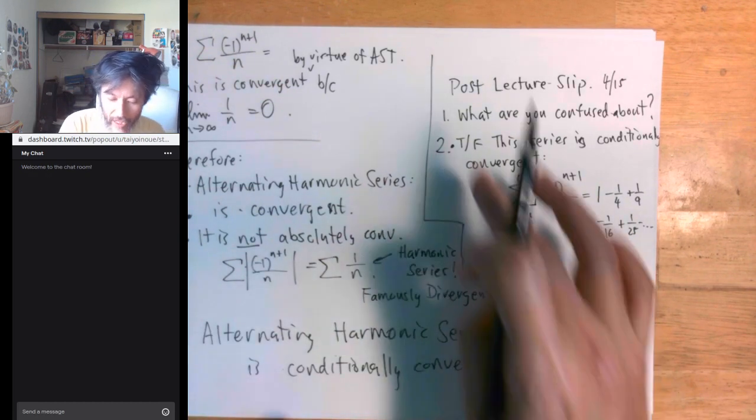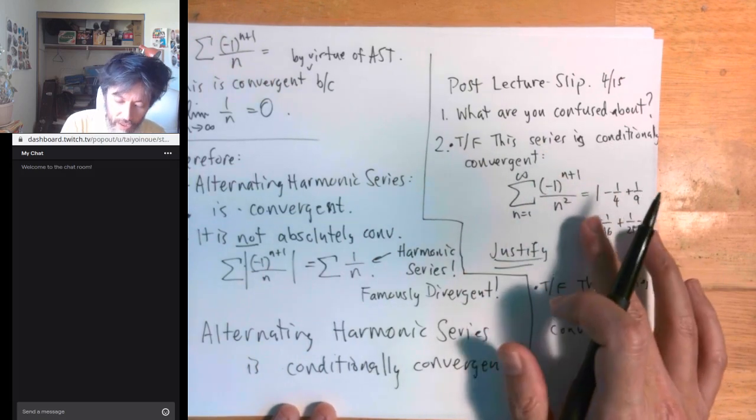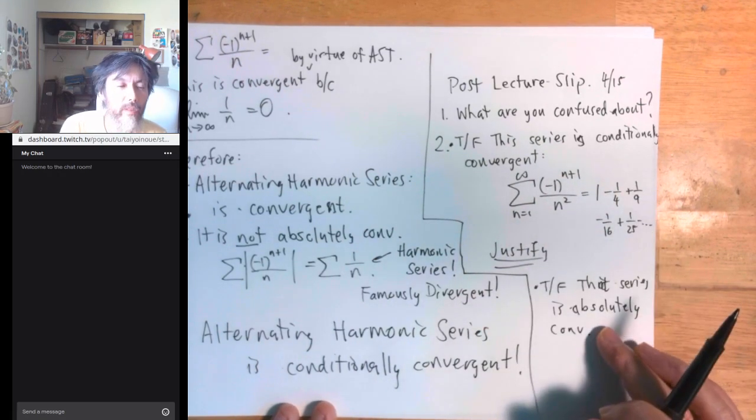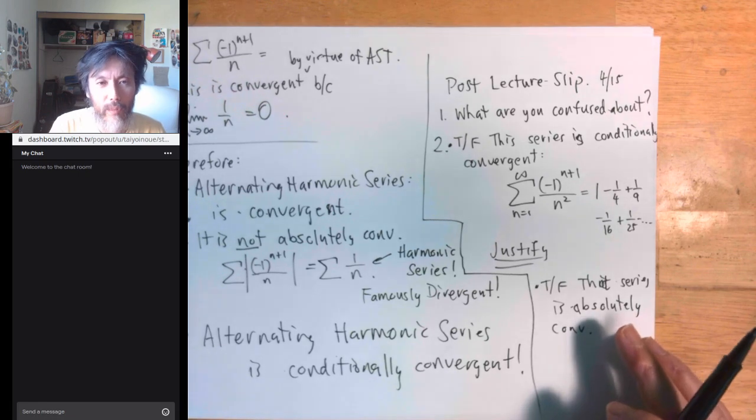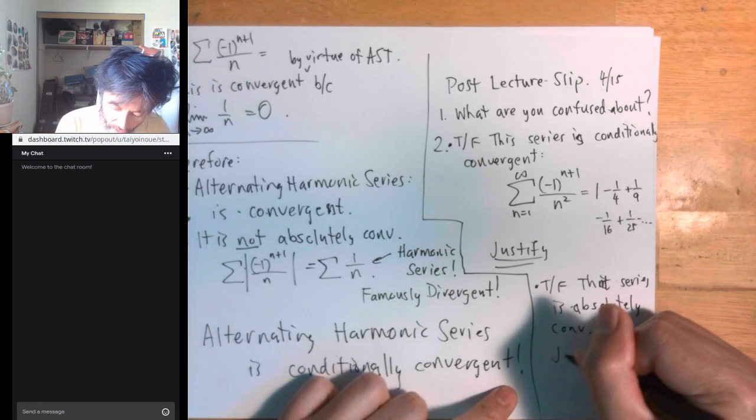Okay, so for part number 2, I want you to determine for me whether this is conditionally convergent, absolutely convergent, maybe it's neither, maybe it's both. Okay, I want you to tell me what you believe. And I want you to justify this as well.